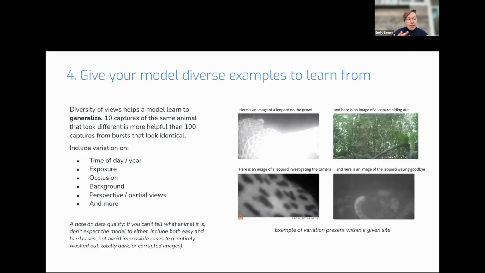So on the right-hand side, I'm showing you different variation, right? We've got different views of the animal. We've got some nighttime ones. We've got the animal in different parts of the screen. This is the sort of diversity that you want to include even within a given label class.